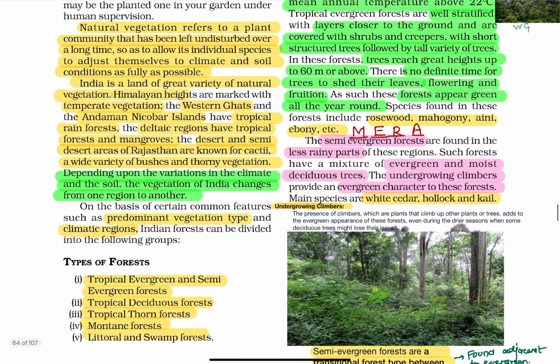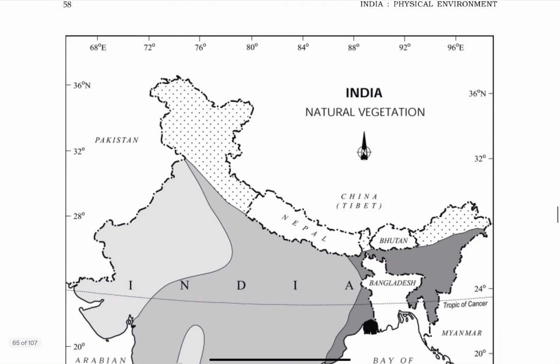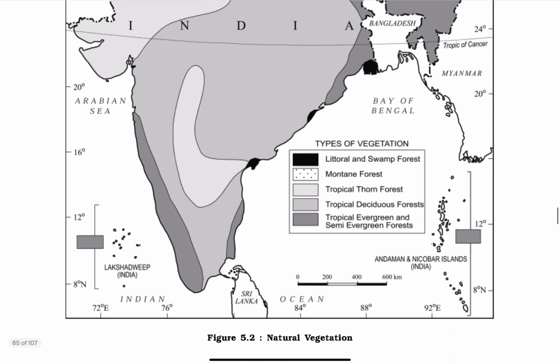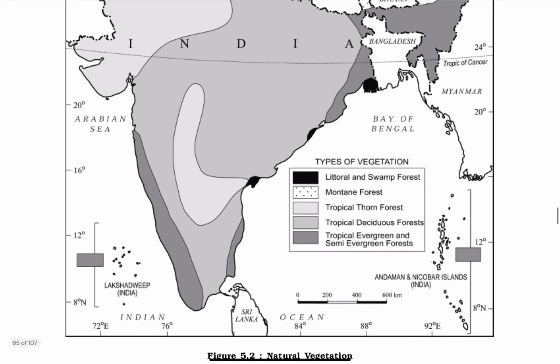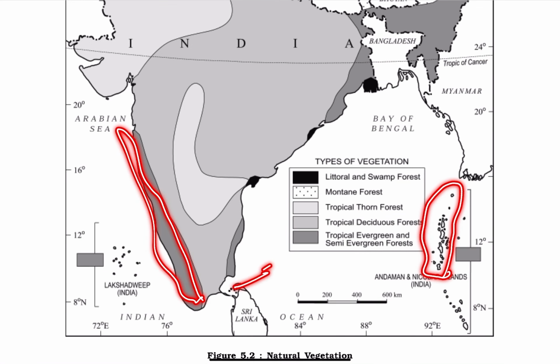So here, as you can see, the Himalayan heights have temperate vegetation because they are in the colder area. Remember, whenever there is a colder area, you will never find tropical vegetation there. You'll only find the temperate vegetation. When I talk about the Western Ghats and Andaman Nicobar, they have the tropical rainforest. As you can see, this is the Andaman and Nicobar and Western Ghats. They have the tropical rainforest.